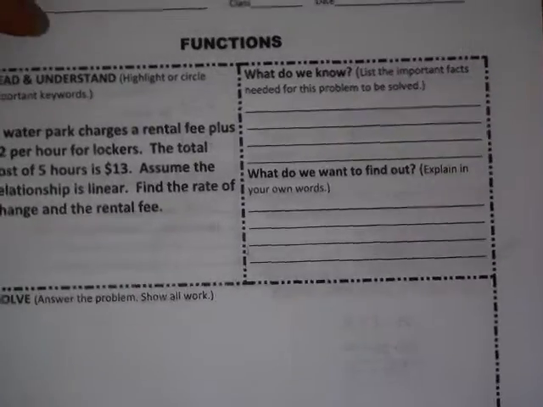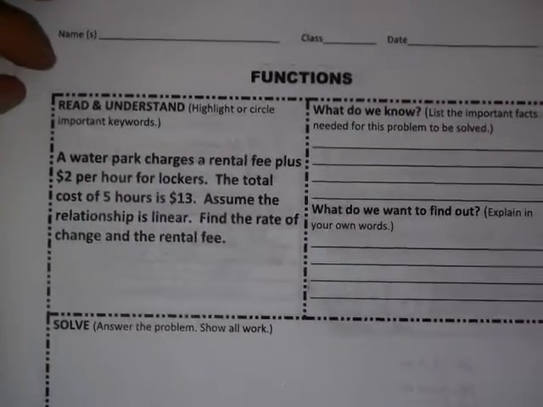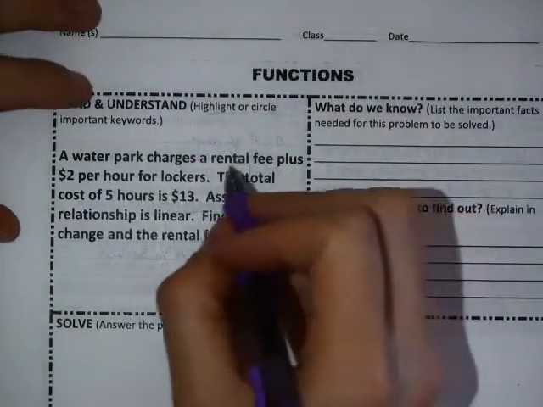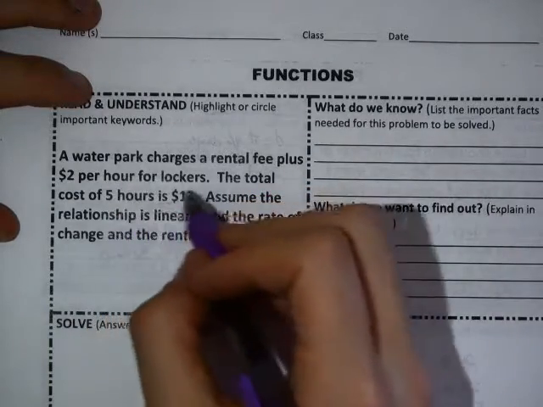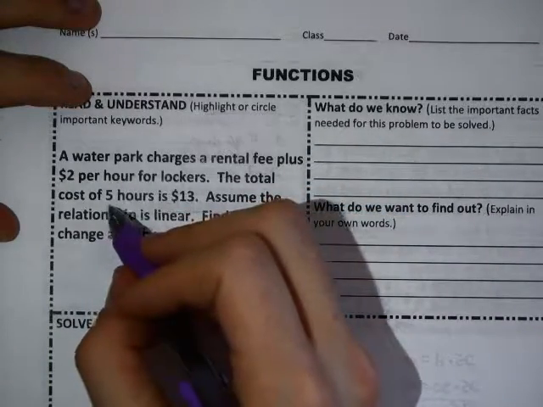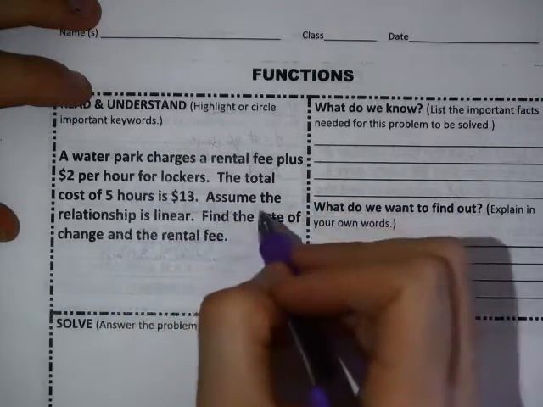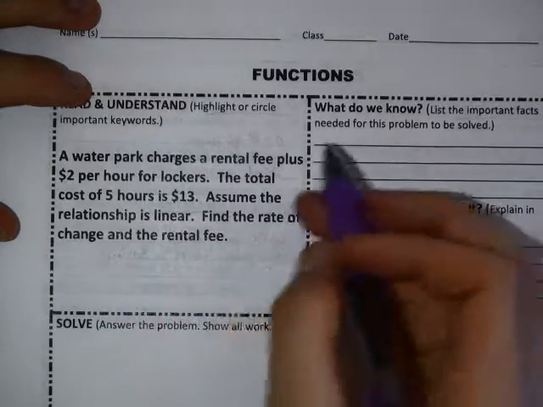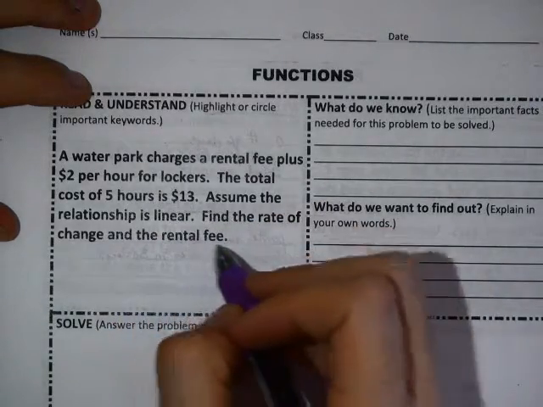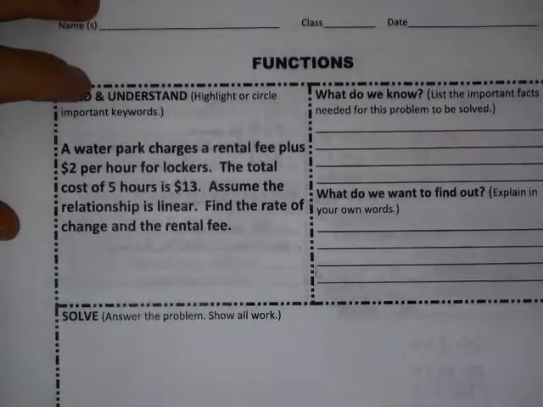In an attempt to kind of help you out, I'm going to work out number 2. Okay. But number 2, it works kind of like this. A water park charges a rental fee plus $2 per hour for lockers. The total cost of 5 hours is $13. Assume the relationship is linear. Find the rate of change in the rental fee. All right, let's reread that.